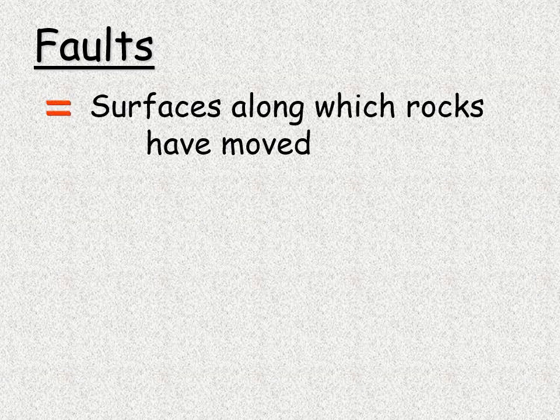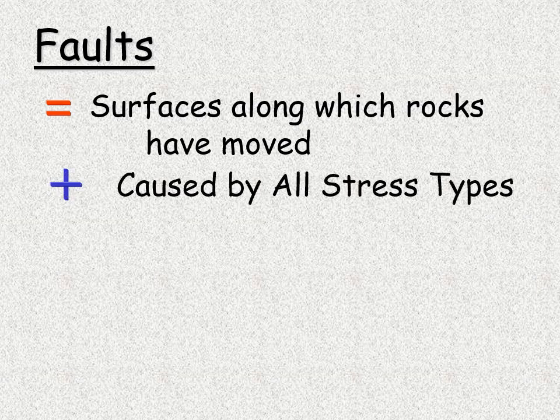Let us talk about the second group of geologic structures, faults. When rocks break, they break along a surface and the rocks move along this surface. So faults are the surfaces along which some movement has taken place. So we can write: faults are surfaces along which rocks have moved. They are caused by all types of stresses: tension, compression, shear, and hydrostatic.